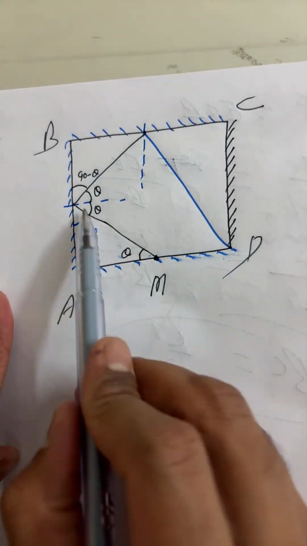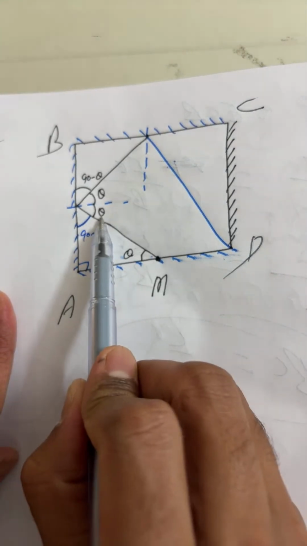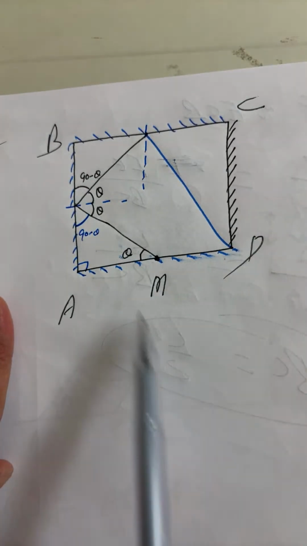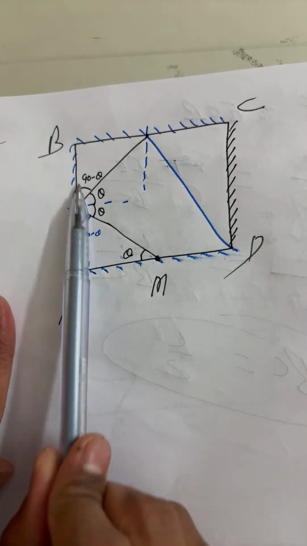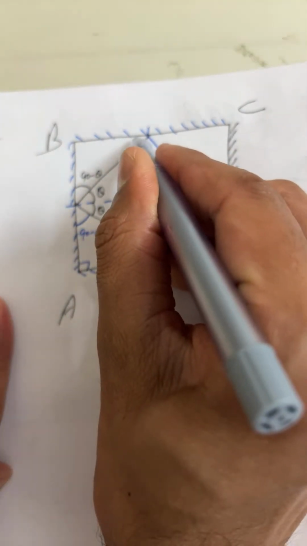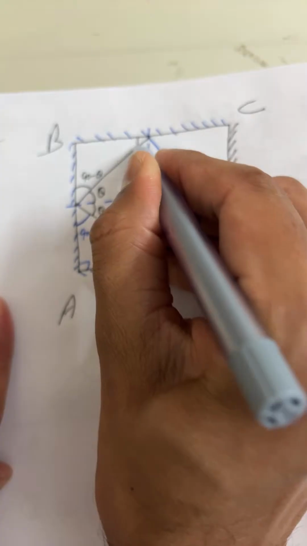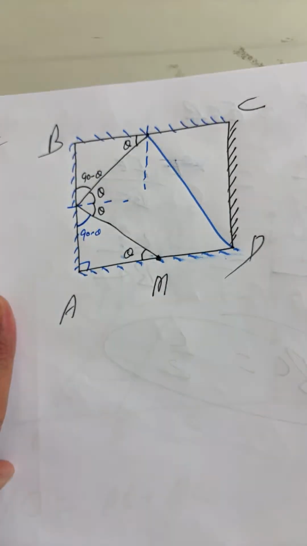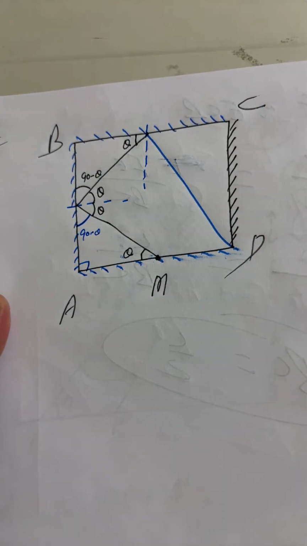Yes, beta. So this is beta, what? 90 minus theta. This is theta. So this remains theta, and this is 90 minus theta. So what can you write? This remains theta, if this is theta.